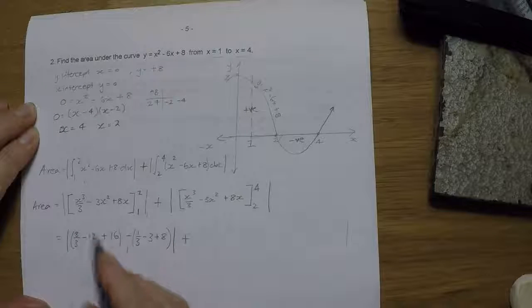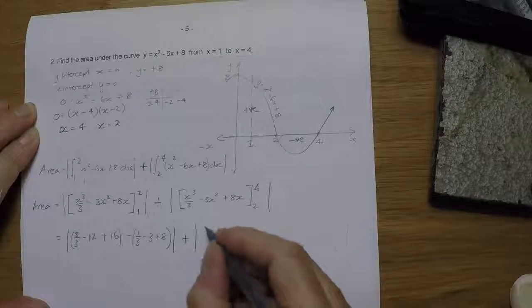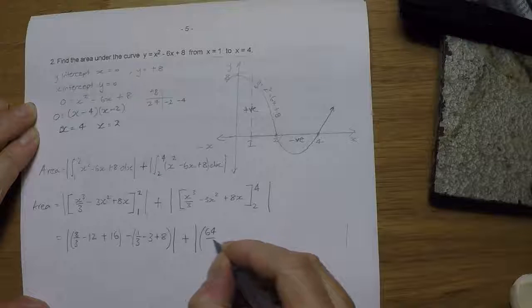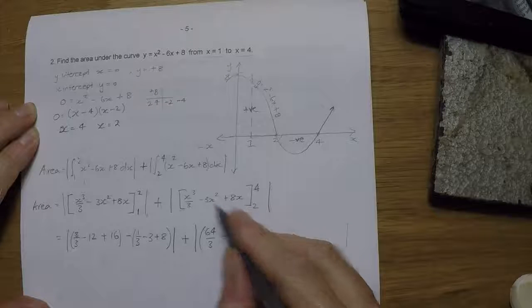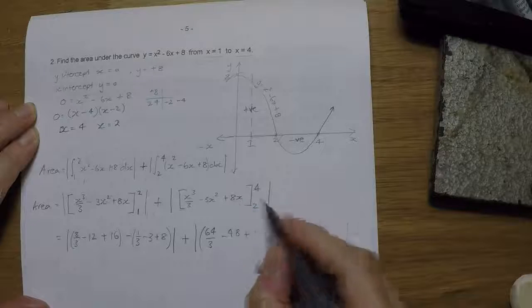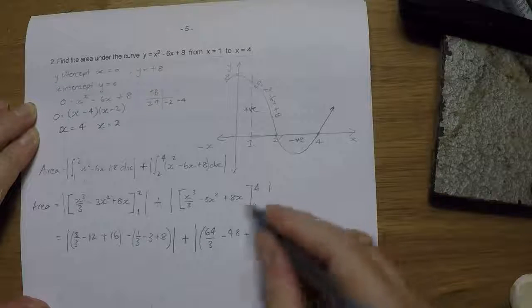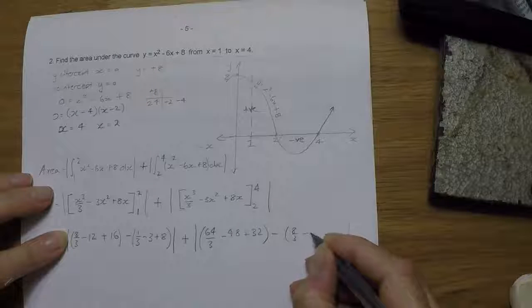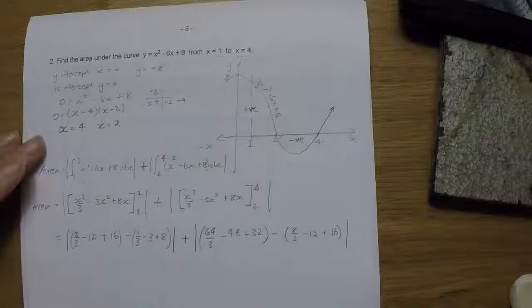Okay, so I've done this first half. Now I'm going to do this second half, substituting the 4 in. 4 cubed is 64 over 3, minus 16 times 3 is 48, plus 32, minus substituting the 2 in. I did that up here, so it's the same, or I can check my working. And there's the absolute value again.